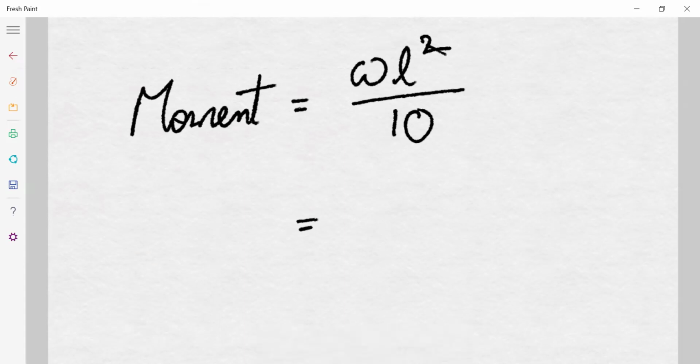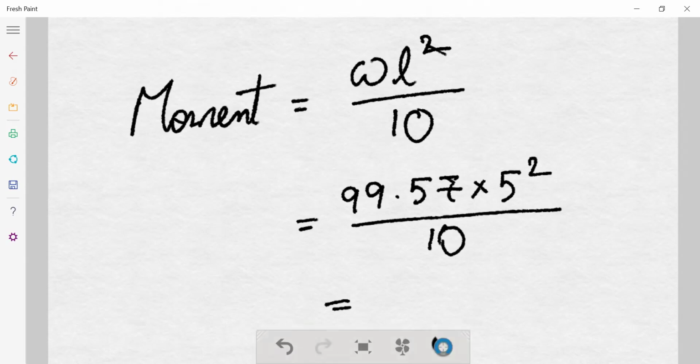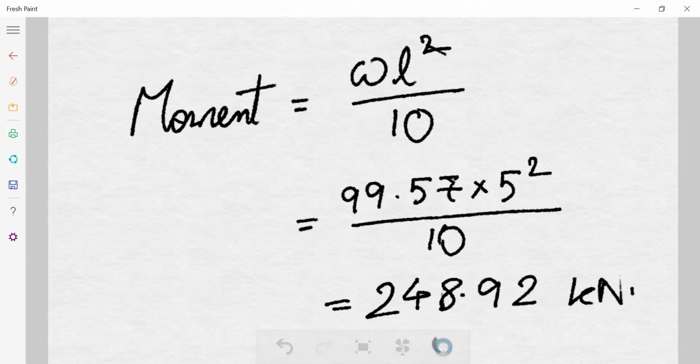Okay, so W is 99.57 into 5 square by 10, which becomes, let me just check it, 99.57 into 5 square by 10, 248.92 kilonewton meter.